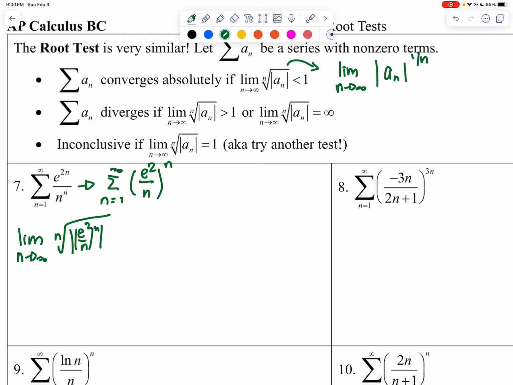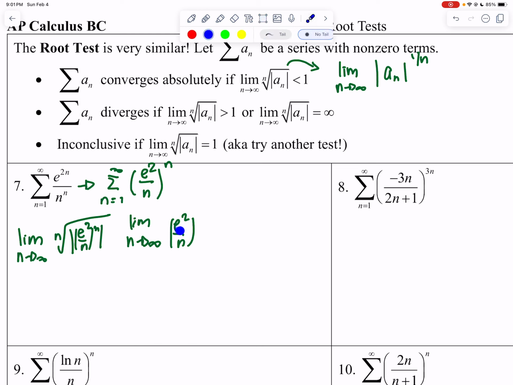Well, if I were to convert this into exponential form, I have the limit as n approaches infinity of the absolute value of e squared over n to the n, and then I have 1 over n. Well, the n and the 1 over n, like I said, cancel out. So now I'm just left with e squared over n. And since we don't really have any alternating terms and we're starting at 1, I am going to remove the absolute value bars. So now I have this lovely thing right here.